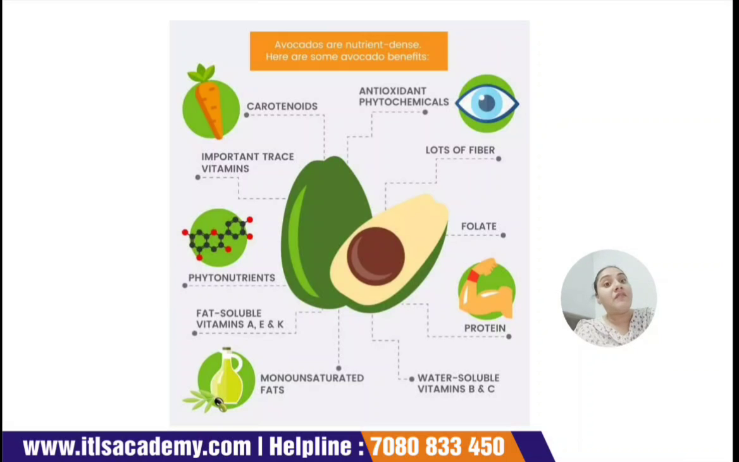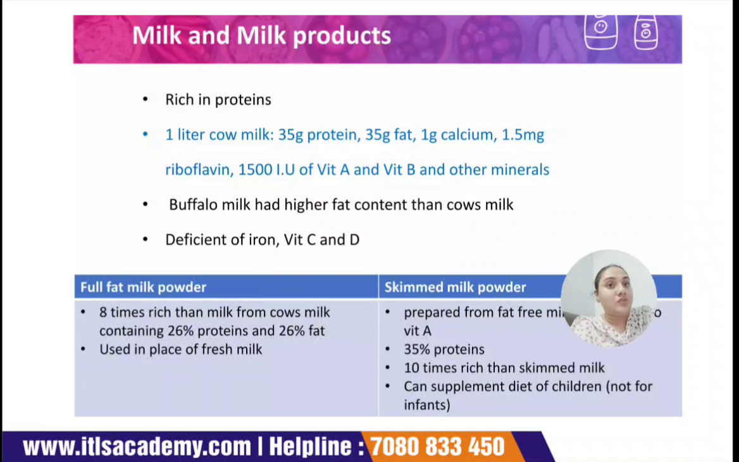They are phytonutrients. They have fat soluble vitamins A, E and K. They have a good source of monounsaturated fats. They have water soluble vitamins B and C. So that is one of the reasons people nowadays have started consuming avocados, and they have lots of fiber in themselves. They have a good amount of folates. So this is about the avocado.